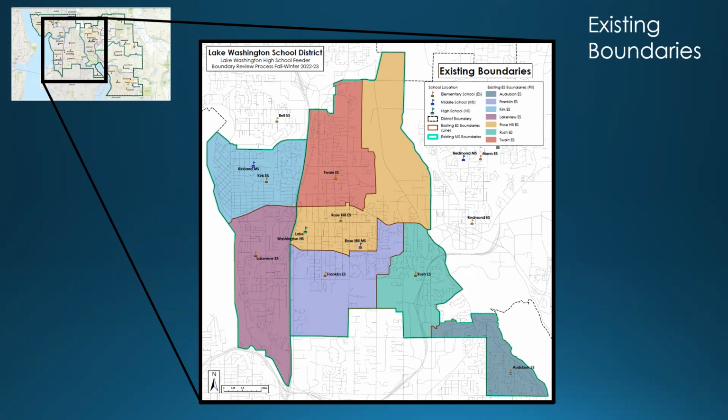Please keep in mind that Twain Elementary School is currently a choice zone where elementary school students can choose to attend either Kirkland Middle School or Rose Hill Middle School.